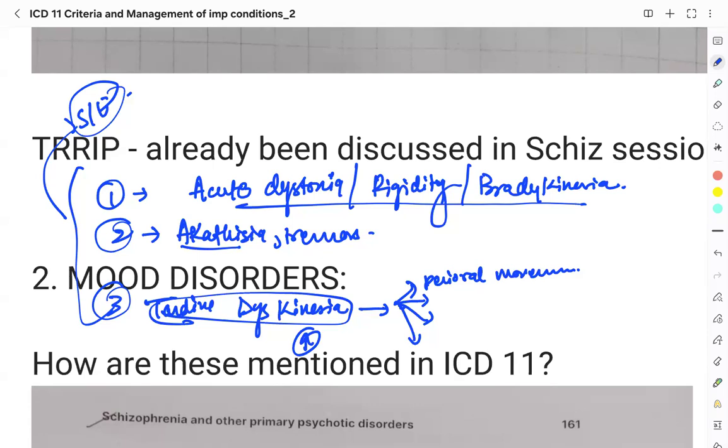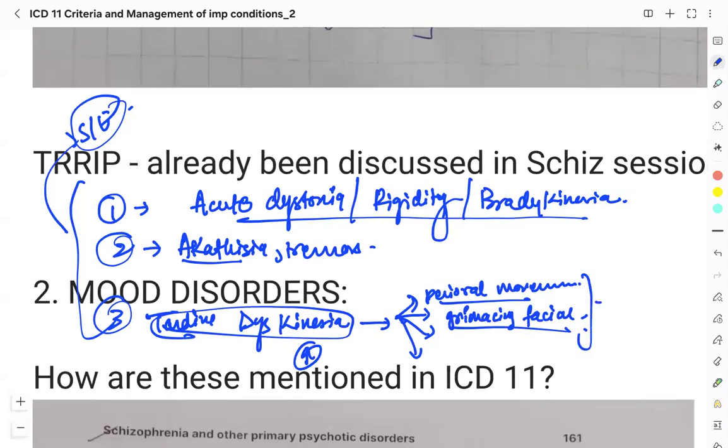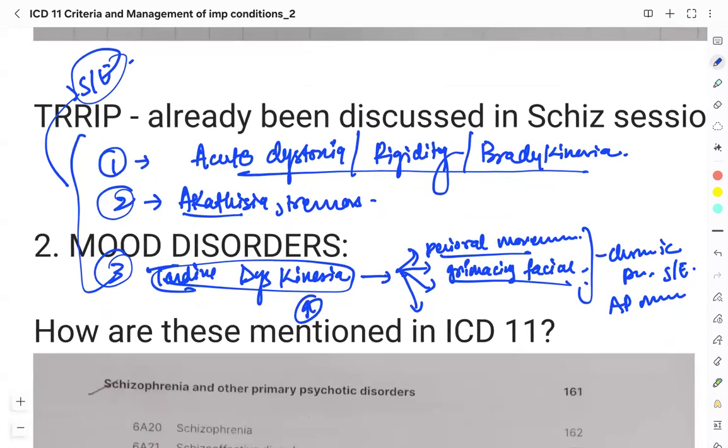So what is happening here is, let's say perioral movements would be there, very grimacing facial expressions would be there. So tardive dyskinesia is a chronic presentation of antipsychotic medications, side effects of antipsychotic medications. You're right there. But why does it occur? Why does tardive dyskinesia occur? What is happening here?